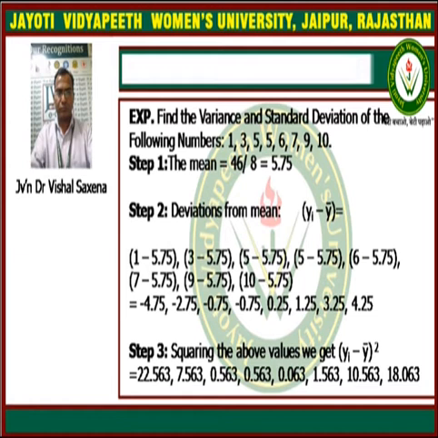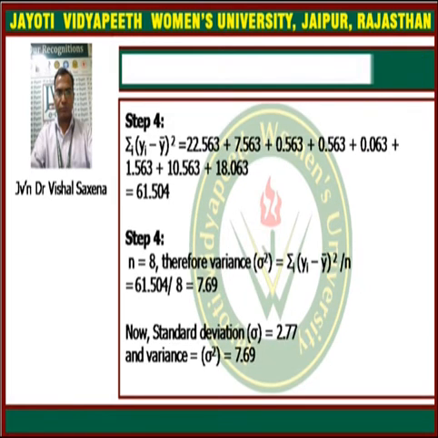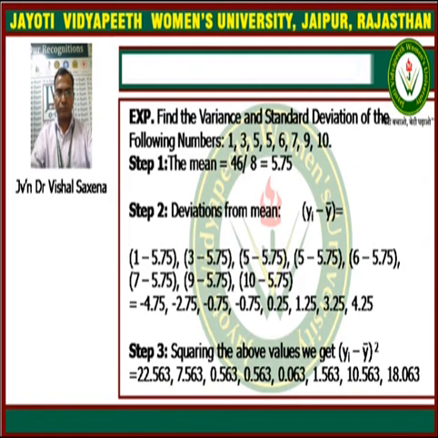As we all know, the variance formula, sigma square, is given by the summation of yi minus y bar whole square upon n. Here yi means the data, y bar is the mean of the data, and n is the total number of data. So how can we calculate this?